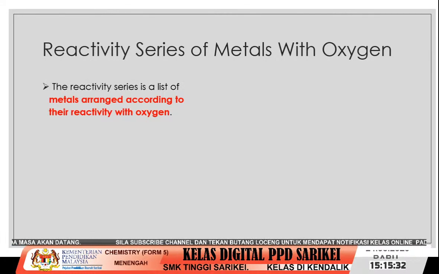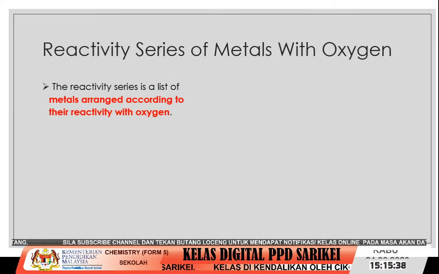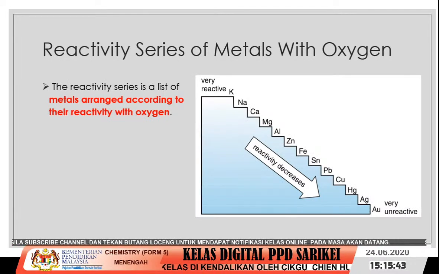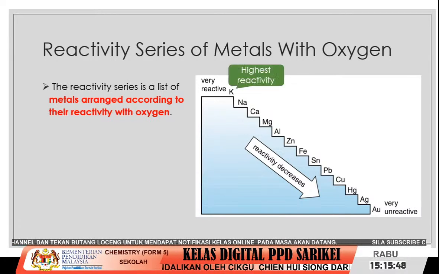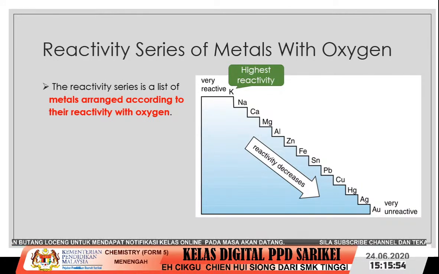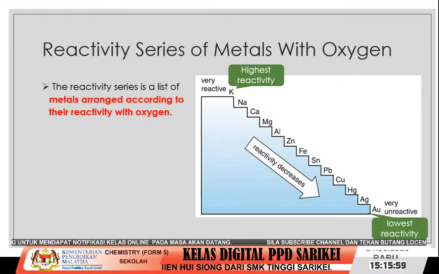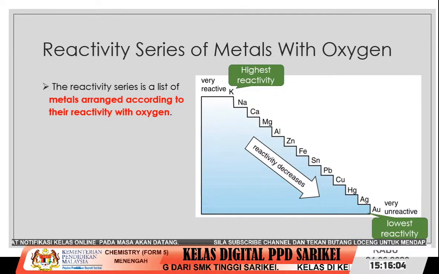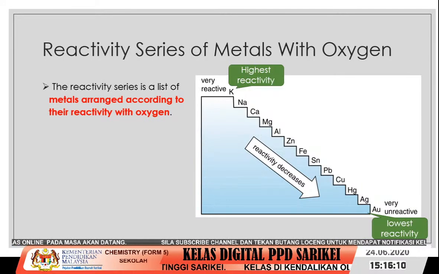Reactivity series of metals with oxygen. The reactivity series is a list of metals arranged according to their reactivity with oxygen. This is the reactivity series of metals with oxygen. On top of the list is potassium, because potassium is the most reactive metal when reacting with oxygen, followed by sodium, calcium, magnesium, aluminium, zinc, iron, tin, lead, copper, mercury, silver, and gold. So the reactivity of metals towards oxygen decreases going down the series.